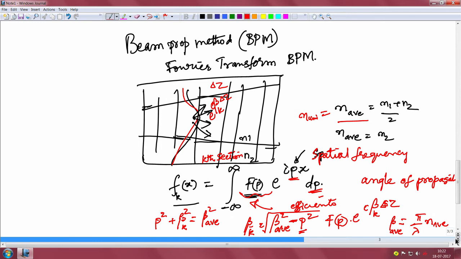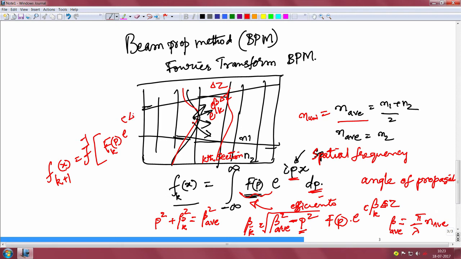So, the method is, until now what we have observed is, you have an input beam, you divide it into various spectral components and propagate each of the spectral components, and finally you recompose back the field at this point. So, the propagated field f k plus 1 of x can be expressed as the inverse Fourier transform of the propagated field, with the factor e power i beta delta z. So, this is the propagated field, all the components, and then by inverse Fourier transform, you get the field at this point.